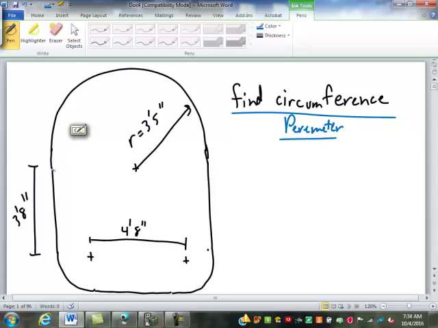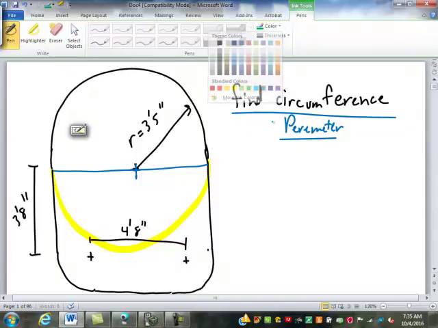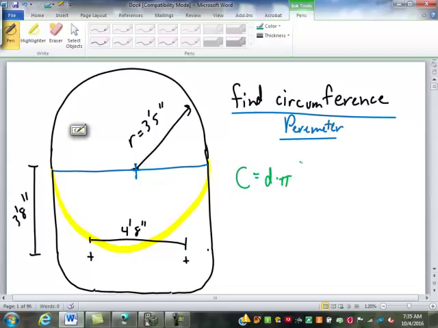So the first thing we have up here is this half circle. Having the center marked indicates that that's a half circle. So how do we find the distance around that half circle? Well, if it were a full circle, how would we find the distance around it? Yeah, circumference is diameter times pi, right? Diameter times pi, or pi times diameter. What's the diameter here?